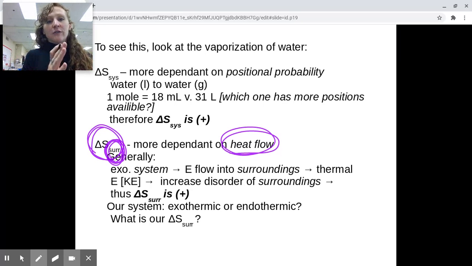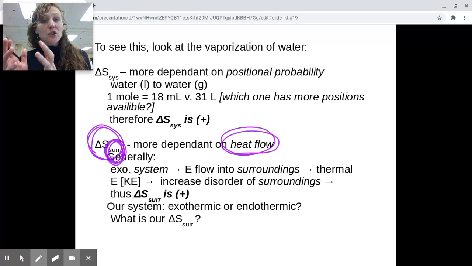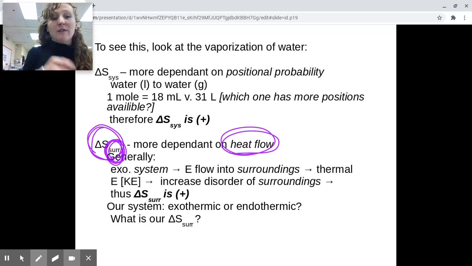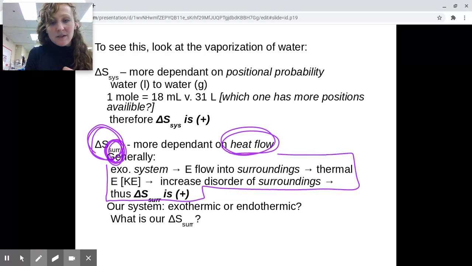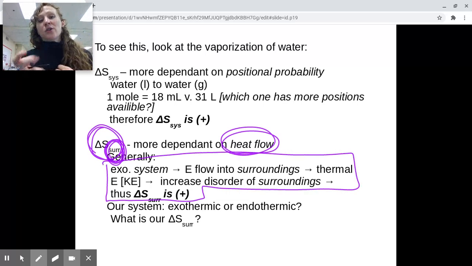So if heat is flowing into the surroundings, then the surroundings are gaining heat, and entropy of the surroundings is going to be positive. And that's what it says right here. The opposite is also true. If energy is flowing out of the surroundings into the system, the surroundings are losing energy, and entropy of the surroundings is going to be negative.